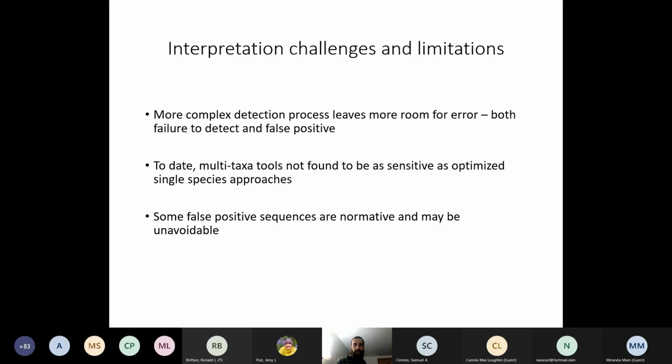And I think if you look in the literature, you'll see this pretty consistently, that to date, multi-taxa tools tend not to be as sensitive as optimized single species approaches. There are always exceptions, of course, but this is a general trend that you'll see and might be one of the reasons that you would think about whether you really need to use a multi-species approach or if a single species approach will allow you to answer your question. And then also we see in these sequencing approaches that false positive sequences, as I described in metabarcoding, are pretty normative. They may be at low abundance, but it may be difficult or completely impossible at this time to entirely remove these low abundance false positive sequences. And you have to deal with them with some sort of bioinformatic or interpretive rules.